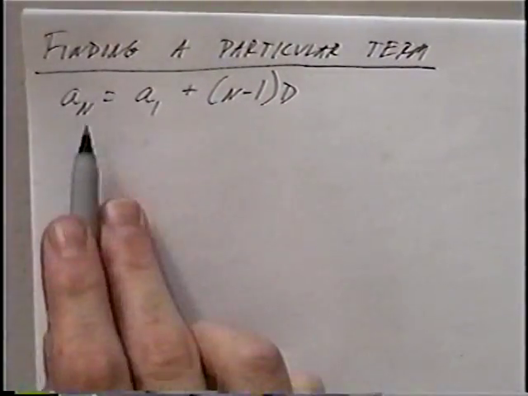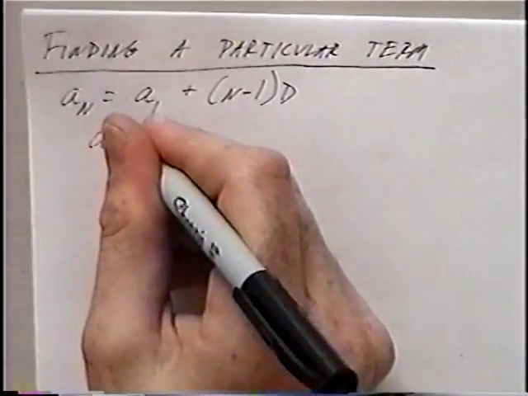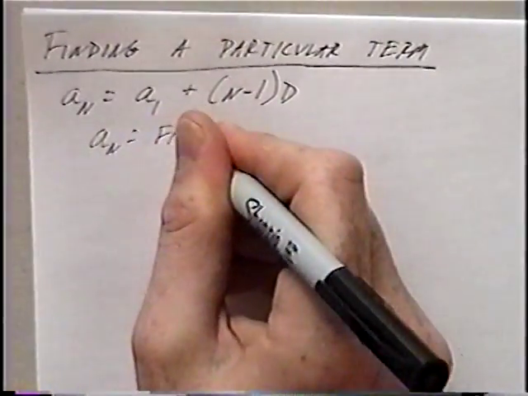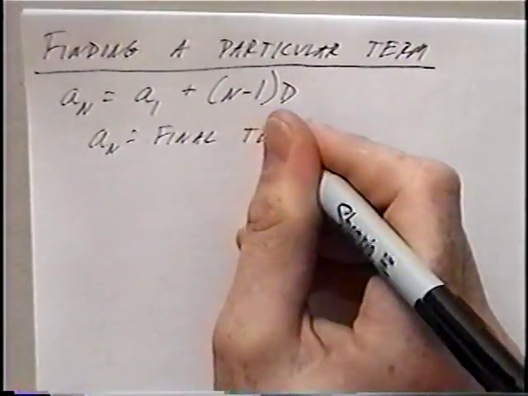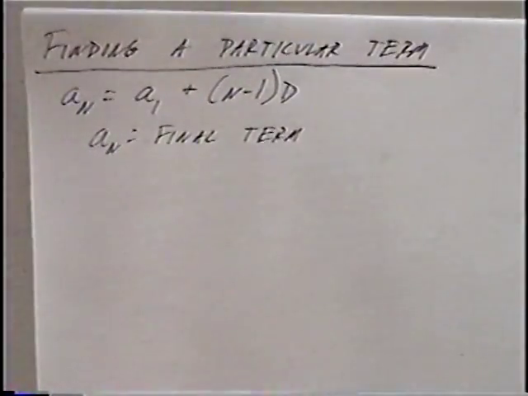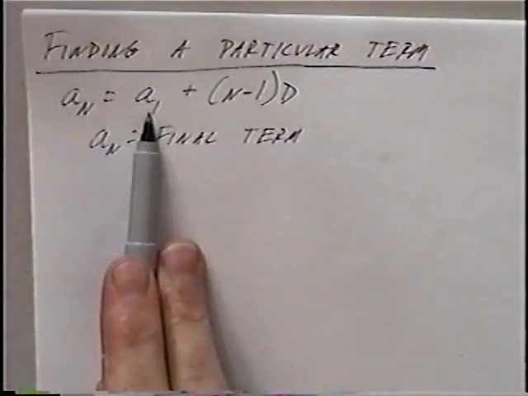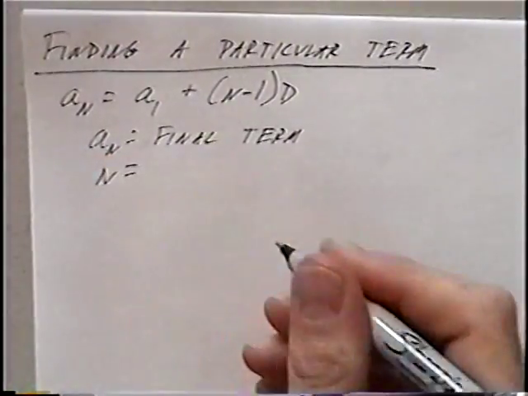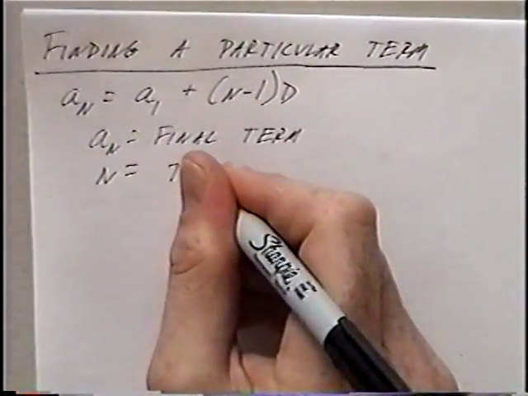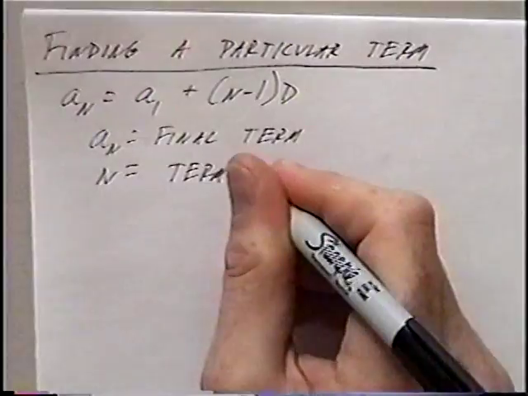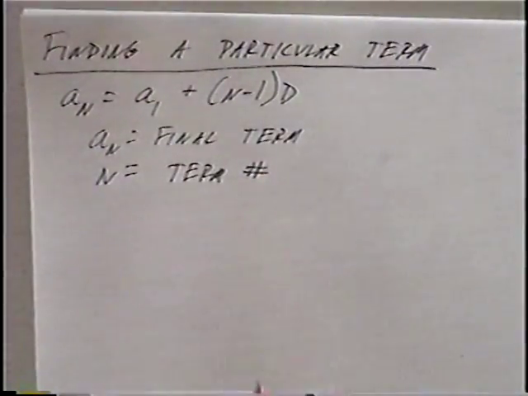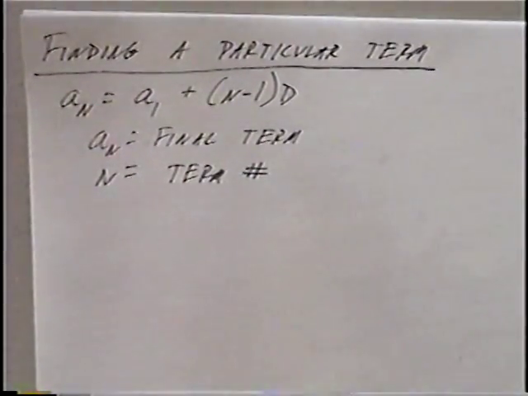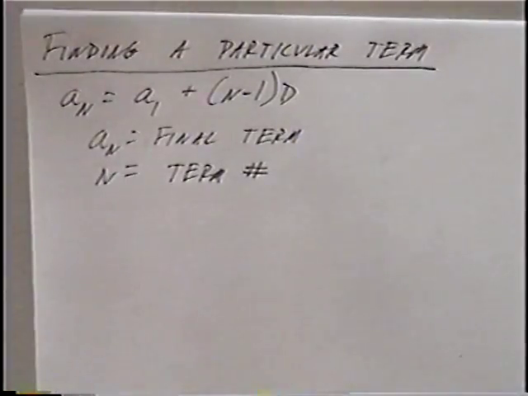Two new variables: a sub n will be the final term of the sequence, in this case the particular term that we're looking for. A sub 1 we did in the last section, that's the first term. N is the term number, how many total terms there are in the sequence that we're looking at. And d again from last section is the difference, how much the arithmetic sequence goes up or down.